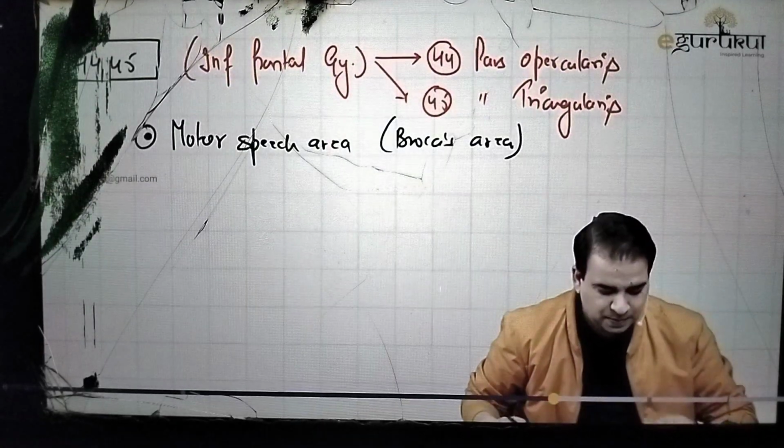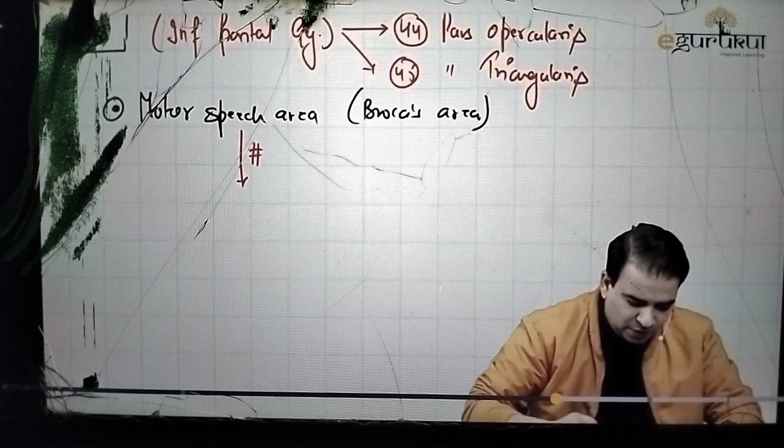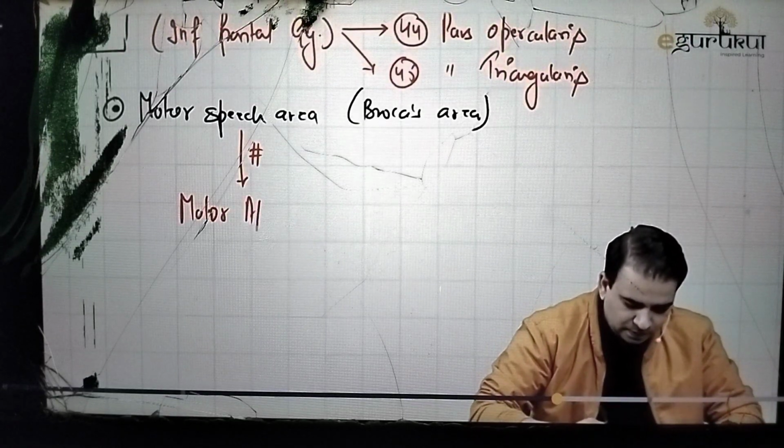The Brodmann's classification. So this motor speech area or Broca's area, guys, as we know, any injury to the motor speech area will lead to the motor aphasia. The Broca's aphasia or the motor aphasia.